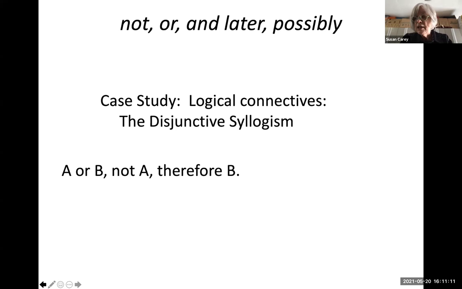So why is the disjunctive syllogism relevant? Well, it's a deductive inference; or and not are propositional connectives. So if you have representations of or and not, in the relevant sense, they are part of a system of propositional representations. They're abstract, they're not iconic.